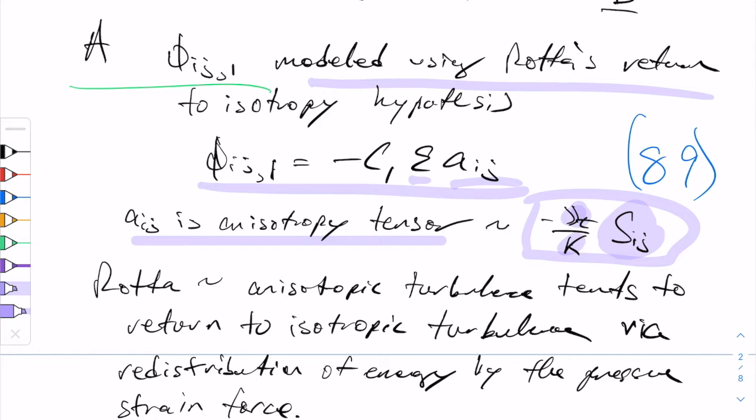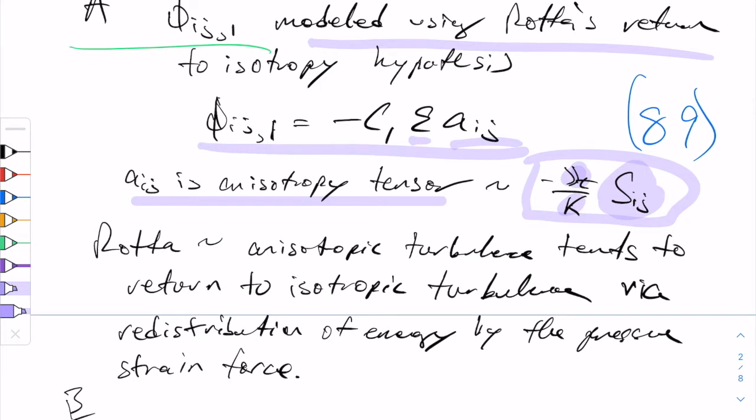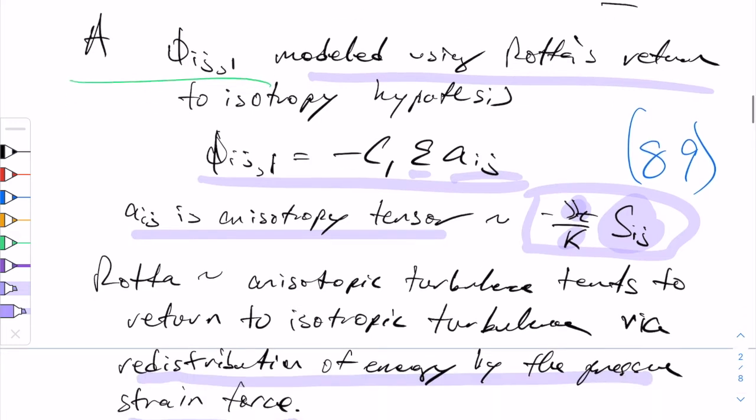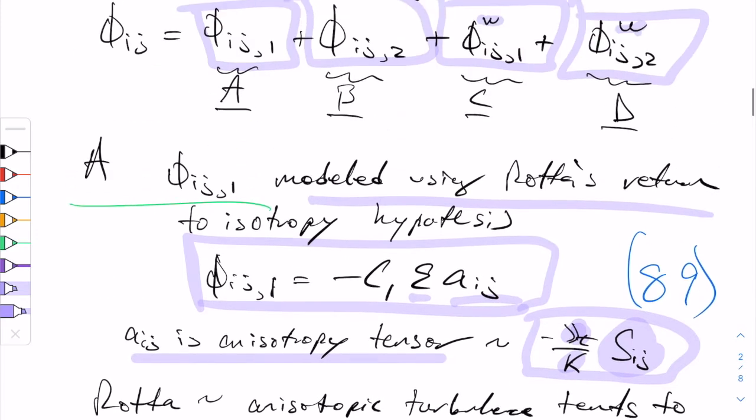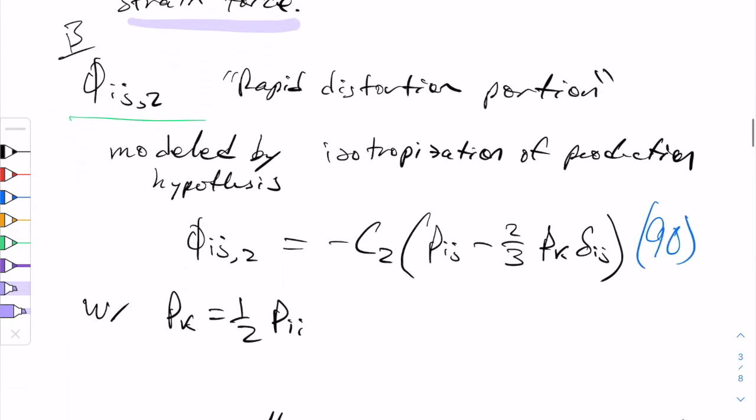So in words, this return to isotropy hypothesis might be worded as the anisotropic turbulence will tend to return to isotropic turbulence via the redistribution of energy via the pressure strain force. At least this is like the basic words and description of this equation 89 for the first term of the breakout of phi ij. Let's look at the second term, phi ij2.